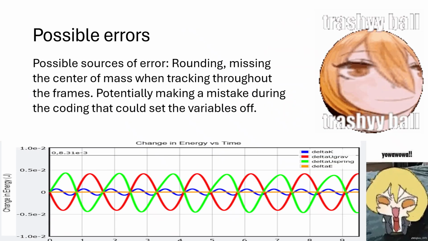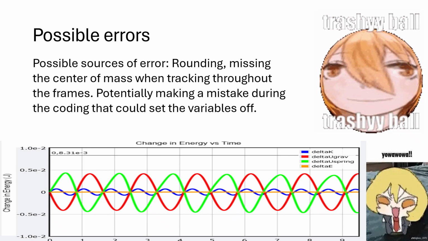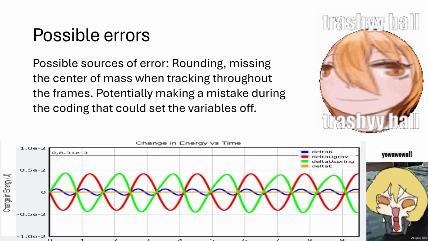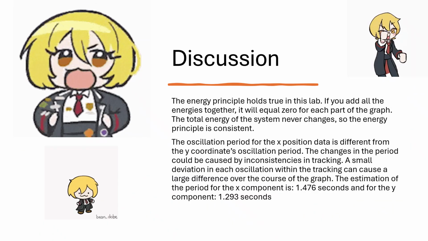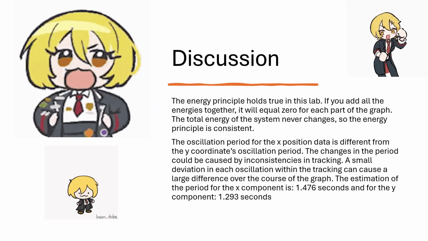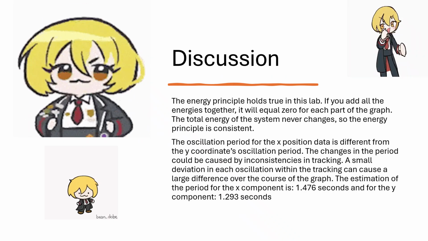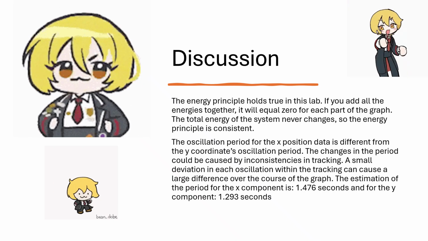For potential errors, we have rounding, missing the center of mass when tracking throughout the frames, and potentially making a mistake during the coding that could set our variables off. Discussion: the energy principle holds true in this lab. If you add all the energies together, it will equal 0 for each part of the graph, and the total energy of the system never changes, so the energy principle is consistent.